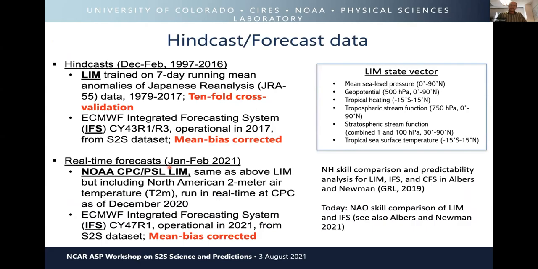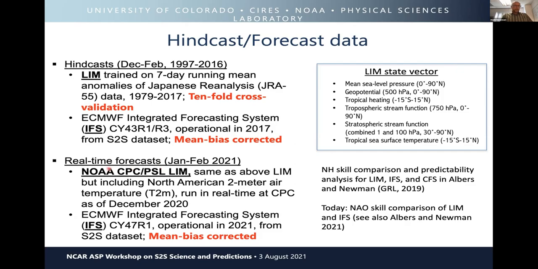So these are the two hindcast and forecast data sets that I'm going to be going through. We have a LIM that was trained over this period of time, and we're looking at hindcast for wintertime, 97-2016. We're using 7-day running mean JRA data listed here on the right. And to make the forecast skill quasi-independent, we use a 10-fold cross-validation. And we're comparing it to the EC IFS operational in 2017, which we obtained from the S2S dataset, and that was mean bias corrected. That skill comparison for the globe has been published earlier, but today we're just gonna look at the NAO. And then we'll also look at real-time forecasts for the cold air outbreak event.